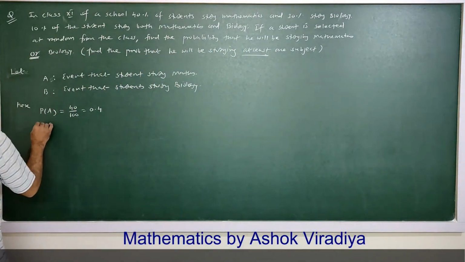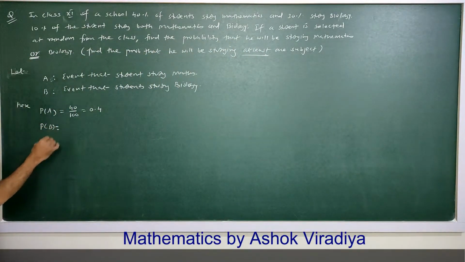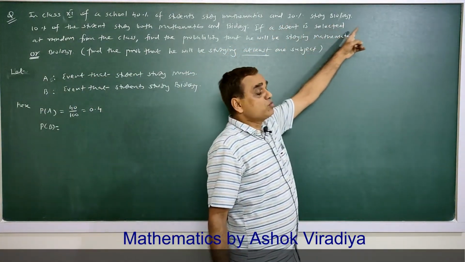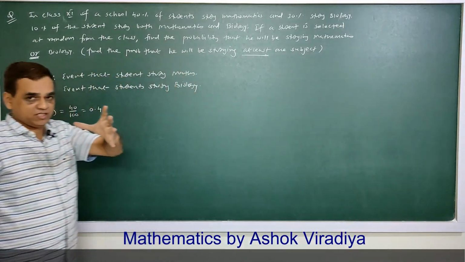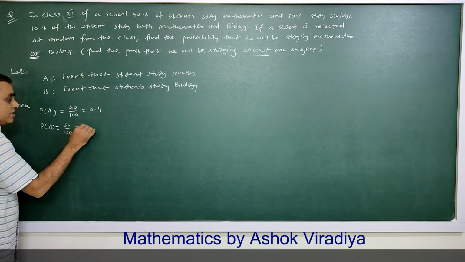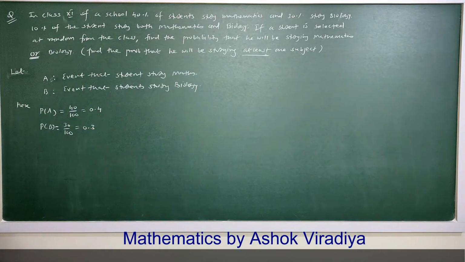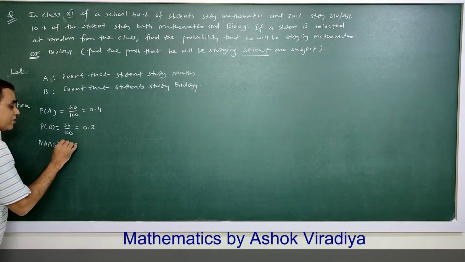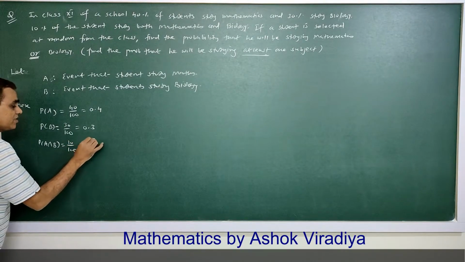Then the probability that a student studies biology: 30% of students are studying biology. So 30 by 100, that is 0.3. 10% of students study both, that means maths and biology is 10%, that is 0.1.